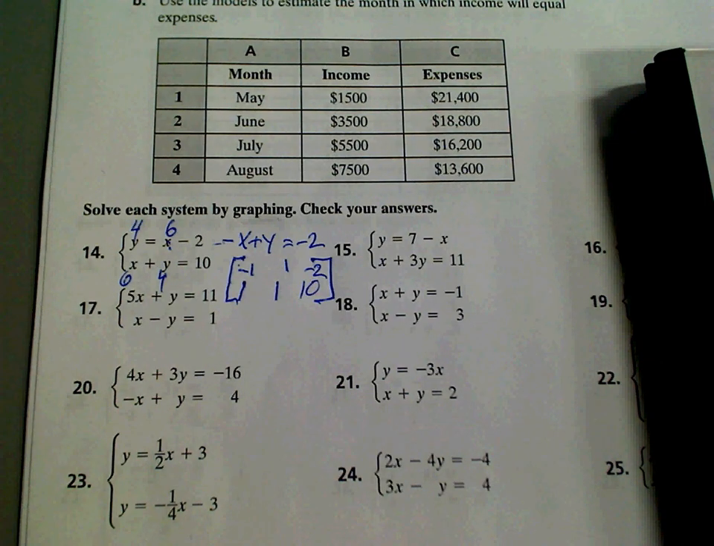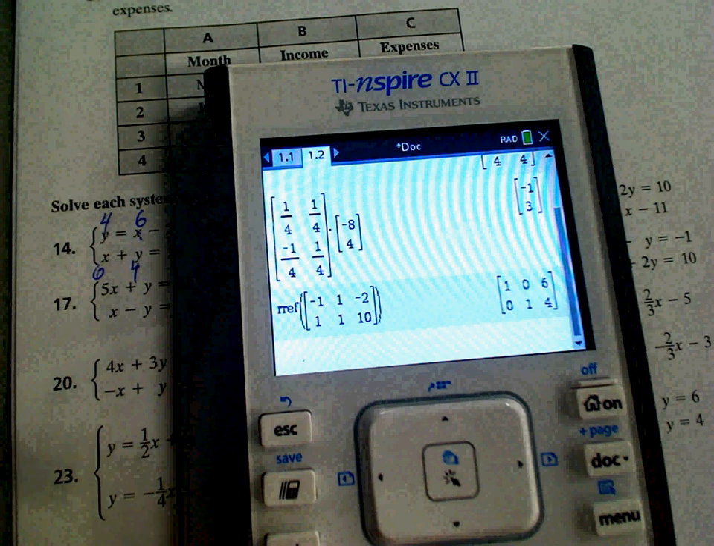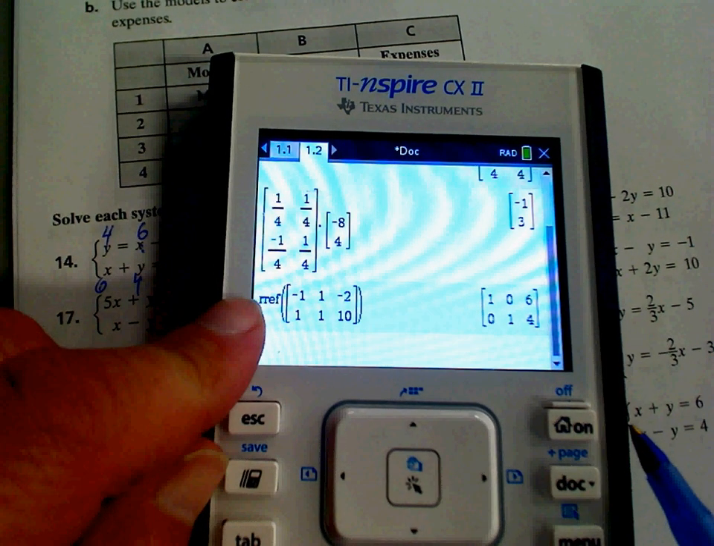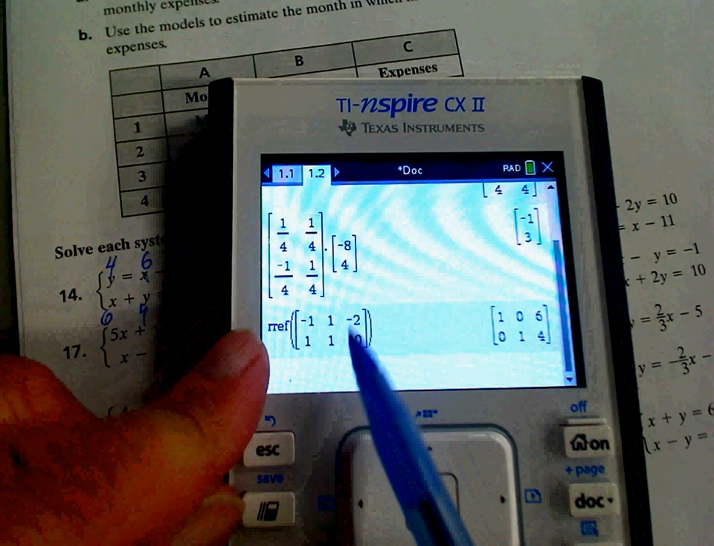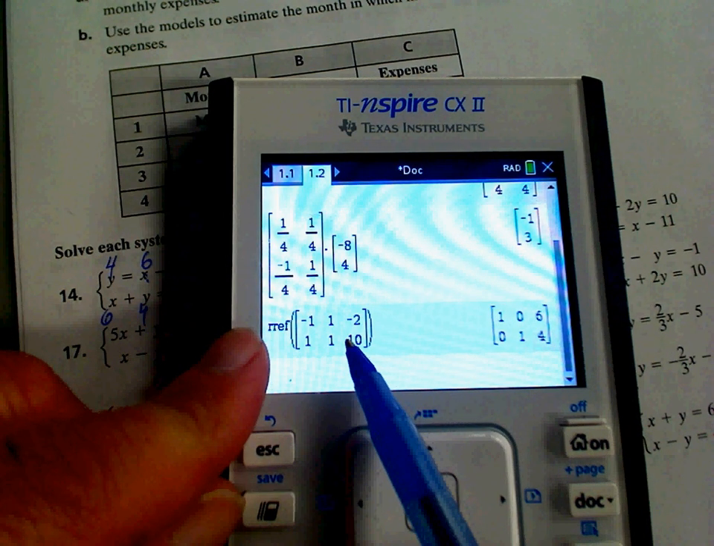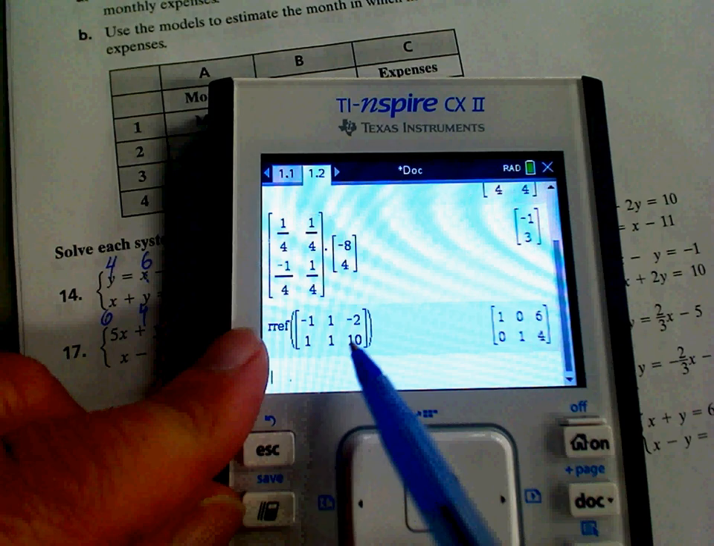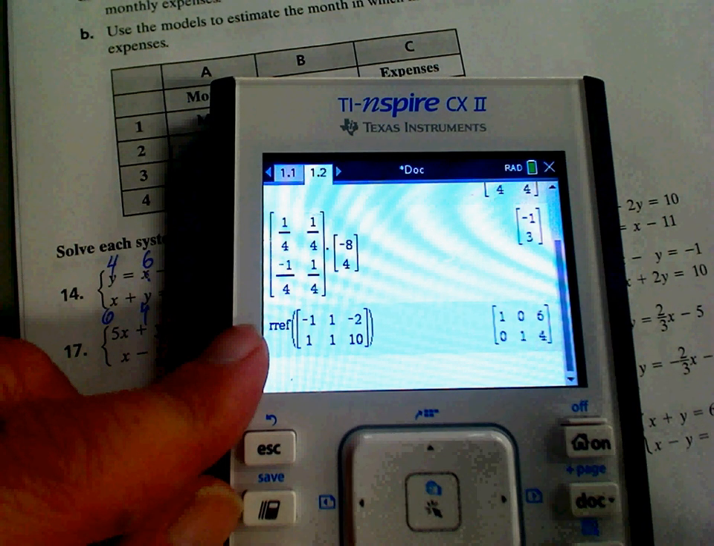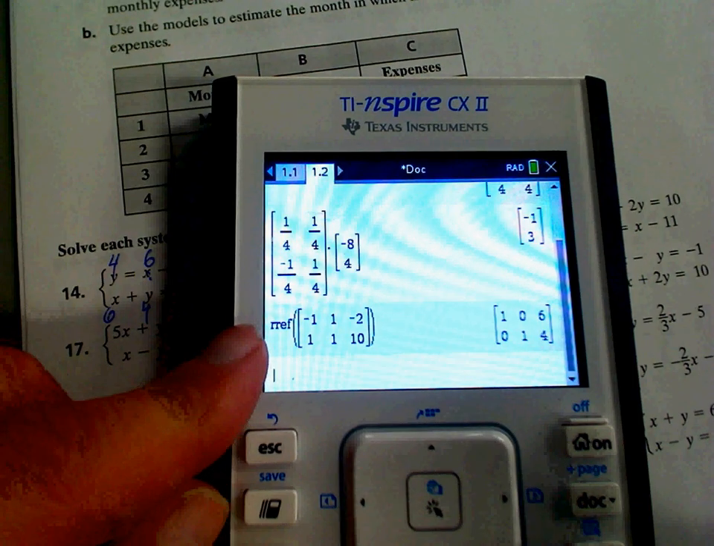RREF, I don't know if you realize it yet or not. It might still be clicking. This is the easiest way to solve systems. I love this way. It'll take a lot of work off of you once you start using the RREF. Say, thank you, Mr. Bush. Thank you, Mr. Bush. I wished I had this in Algebra 1, Mr. Bush.